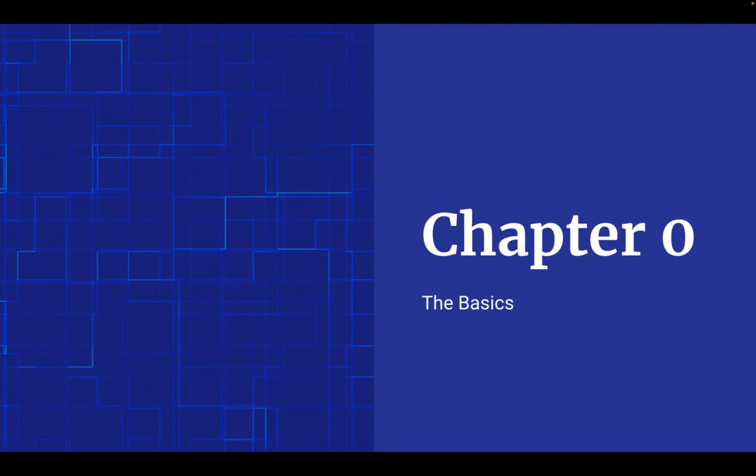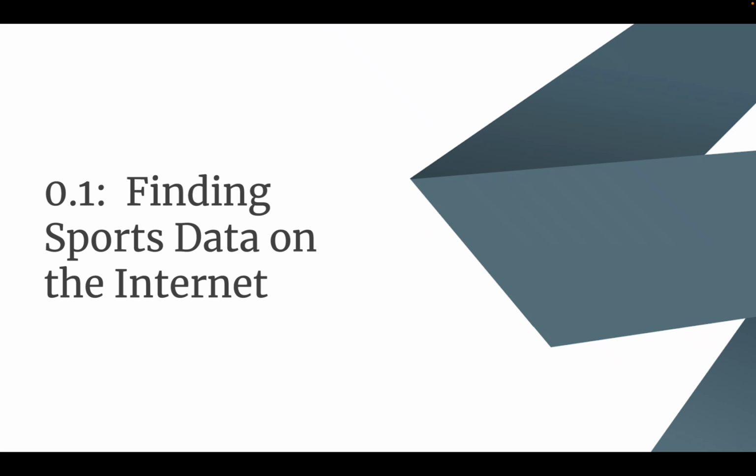Unit 1 is where we're going to cover some of the basics that you need to be successful in this course, and we're going to call that Chapter 0, where we're going to cover the basics. Our first lesson, Lesson 0.1, is on finding good sports data on the internet.